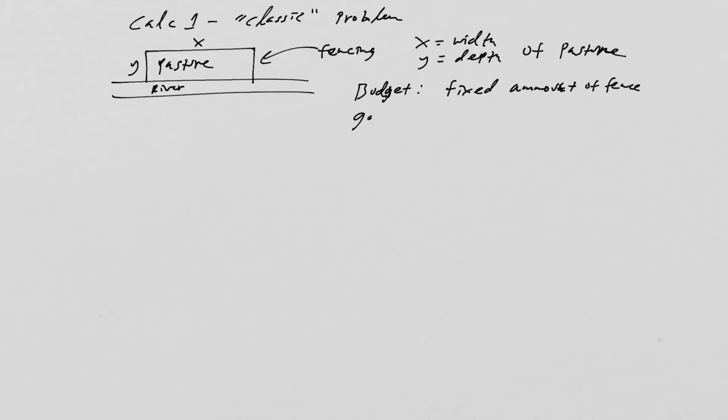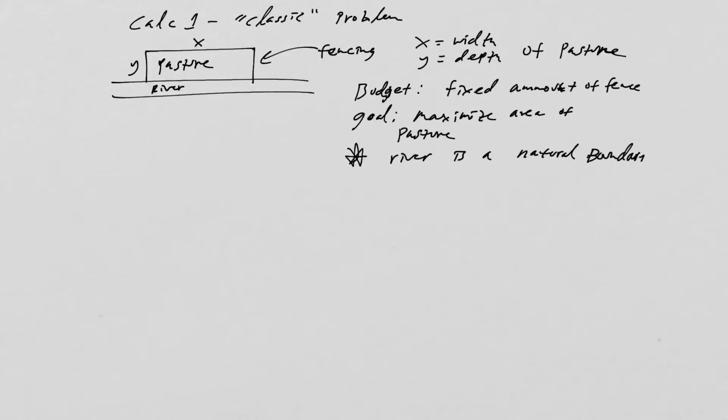And of course our goal, if you're a cowboy or a cowgirl, one of your big goals, of course, is to maximize area of the pasture. And the one key thing here is that the river is a natural boundary, a natural boundary that you don't need to put a fence on there. Okay, so of course your cows can go there. And of course, by maximizing area, you get more grass for your cows to feed on and whatnot.